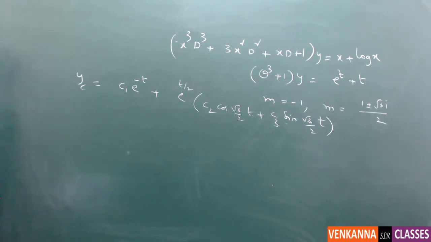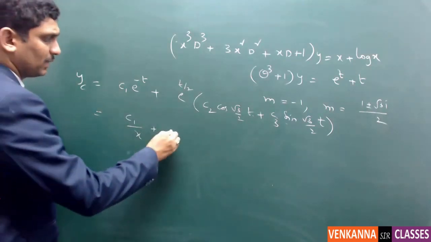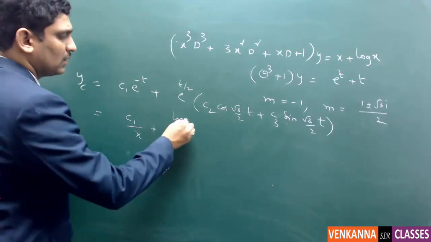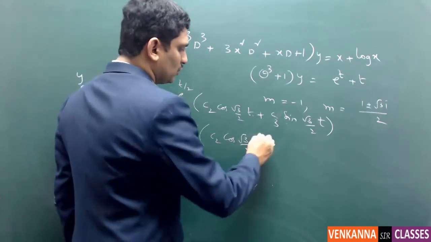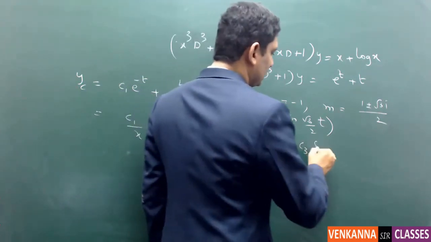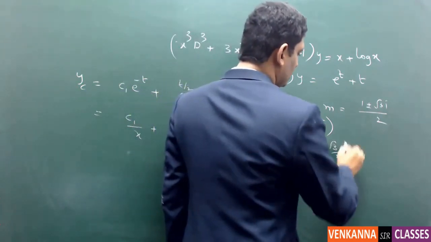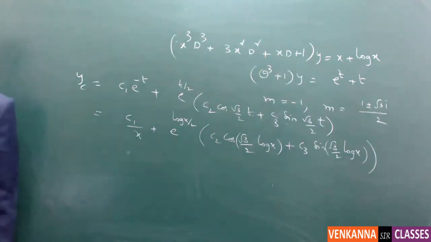So substituting the respective t value, it will be c1 by x plus e power (log x) by 2 of (c2 cos root 3 by 2 log x plus c3 sine root 3 by 2 log x). Please check that. Okay.